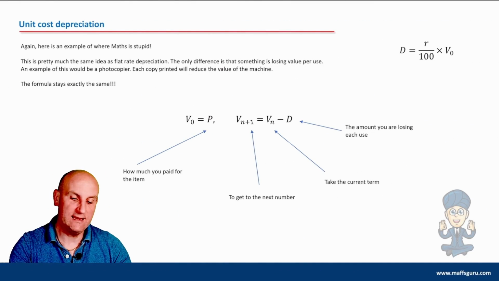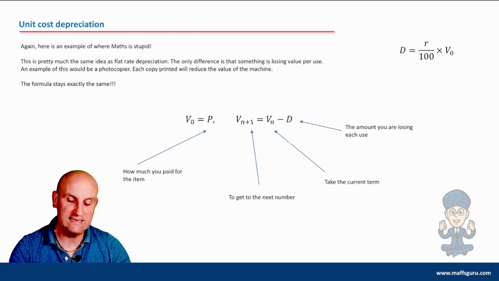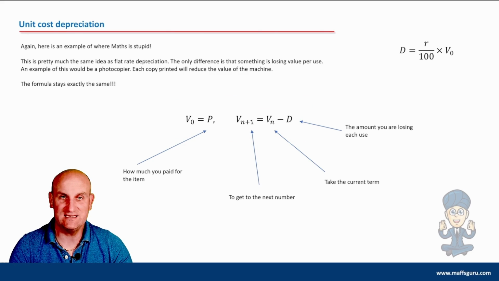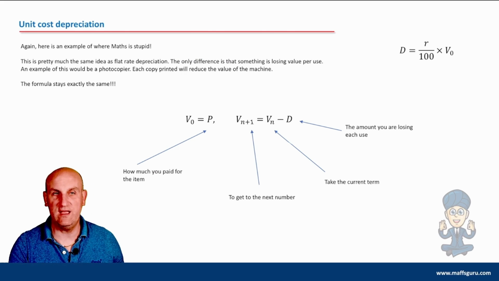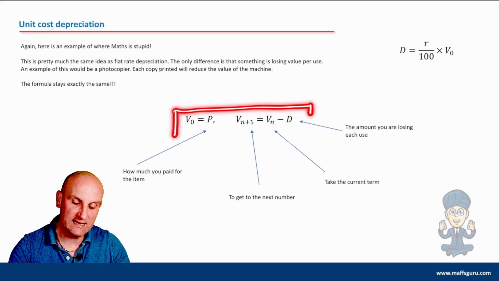Unit cost depreciation. Now again, this is Barry just messing with your head. A unit cost depreciation basically is exactly the same as flat rate depreciation. Look, if you look at this formula here, what do you notice? It's exactly the same. All we have now is that D stands for the unit cost, right? Or how much it depreciates per unit. And to give a real world example, a photocopier basically loses money every time you take a photocopy, right? So we'll spend 50,000 on it, and then for every copy that we print, the school are going to lose money, and at the end of it, it's not going to be worth anything. So the point here is exactly the same formula.